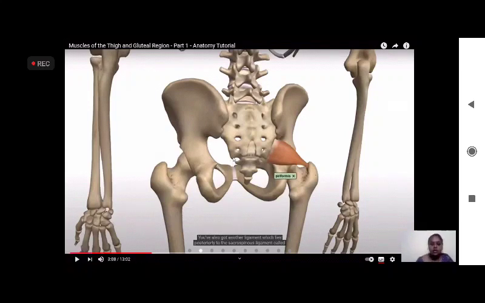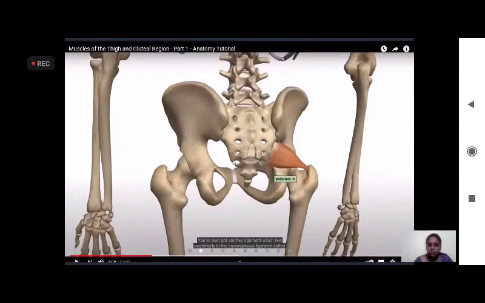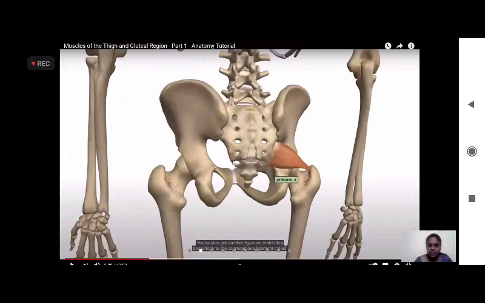Here, one thing we should remember, that the sciatic nerve passes below this piriformis muscle. That we have to remember. In some people, it passes above also, but mostly it passes below this piriformis muscle in this greater sciatic notch. This is called the greater sciatic notch. Here the piriformis muscle is over here, and the nerve passes below this piriformis muscle.